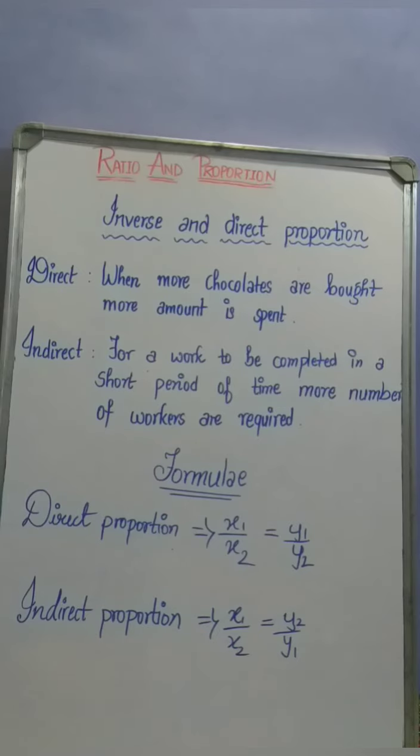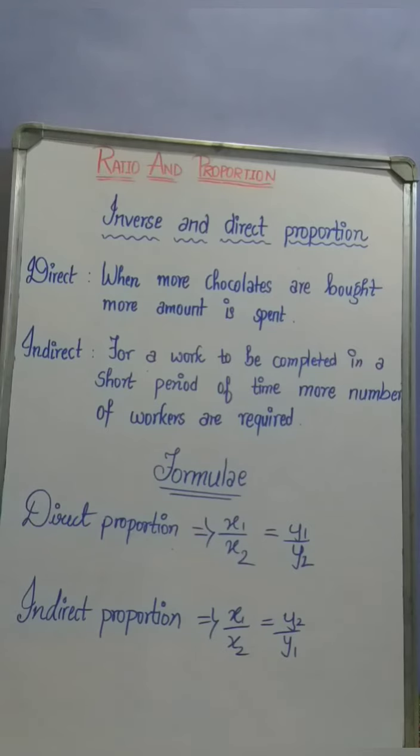To say in simple words, in direct proportion, both the amounts or both the objects increase together. But in indirect proportion, one object increases while the other decreases. So it's inverse. Next, we are going to find the formula for direct and indirect proportion. For direct proportion, the formula is x1 by x2 equals y1 by y2. For indirect or inverse proportion, it's x1 by x2 equals y2 by y1.